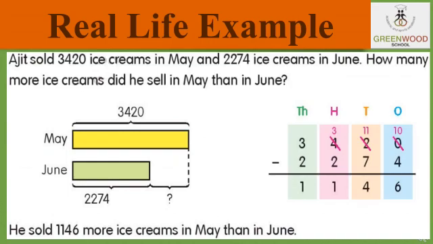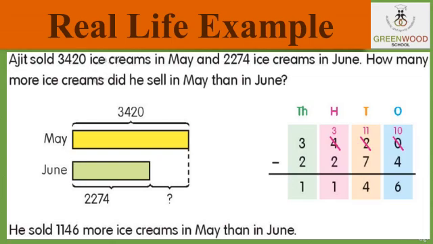Ajit sold 3,420 ice creams in May and 2,274 ice creams in June. How many more ice creams did he sell in May than in June? So we need to find the difference between these two numbers.